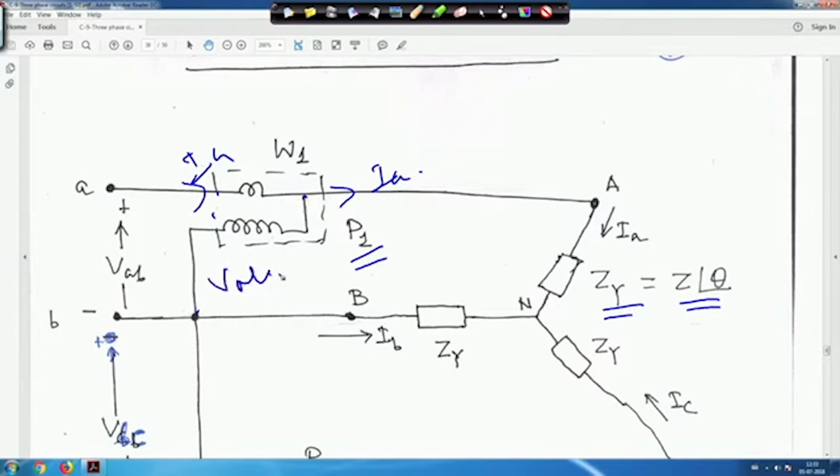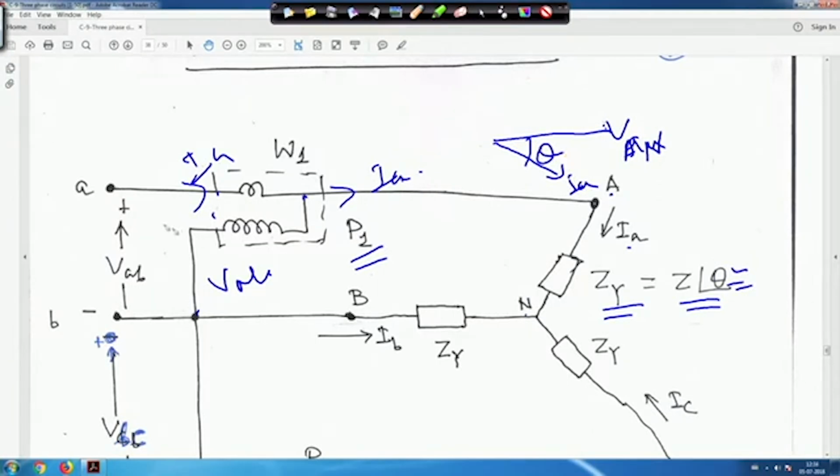Now, from our phasor diagram we have seen that for A to N, the line current is equal to the phase current. This is my VAN, and this is the voltage. Here I have taken capital AN instead of small n, so you can write capital AN here also, it does not matter. The current I is lagging by an angle theta, because this angle is theta.